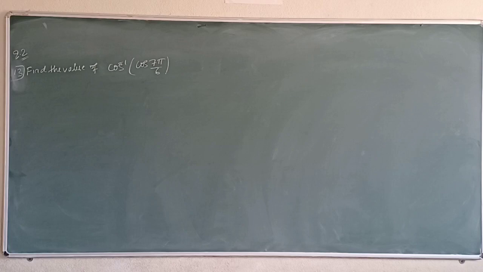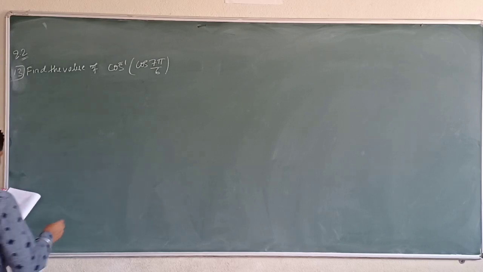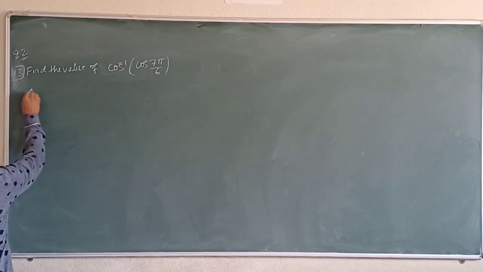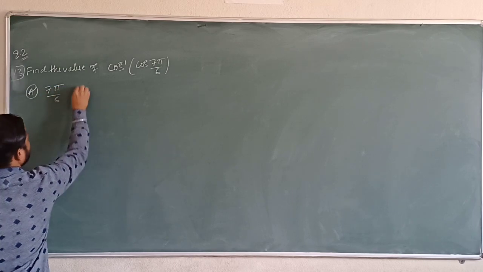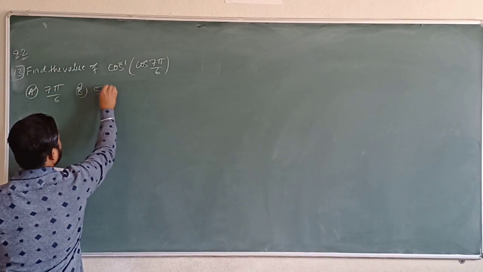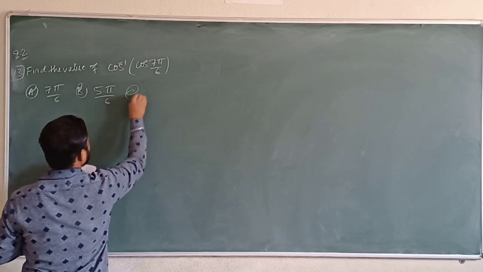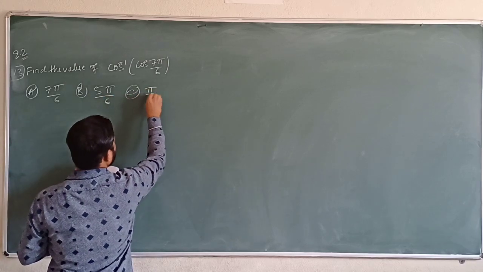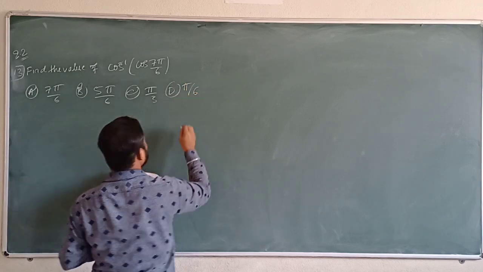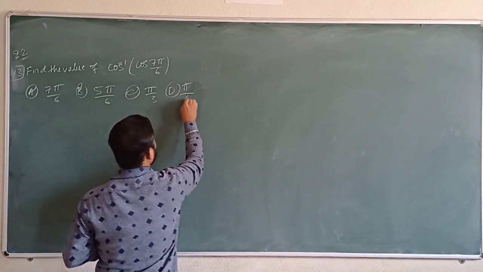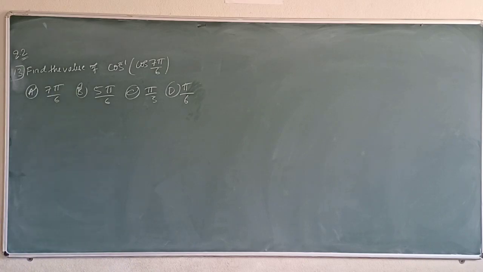Okay, take up question number 13. Find the value of cos inverse of cos 7 pi by 6. They are given four options here. Option A is 7 pi by 6. Option B is 5 pi by 6. Option C is pi by 3. Option D is pi by 6. Now these are the options here, right? Take the question.